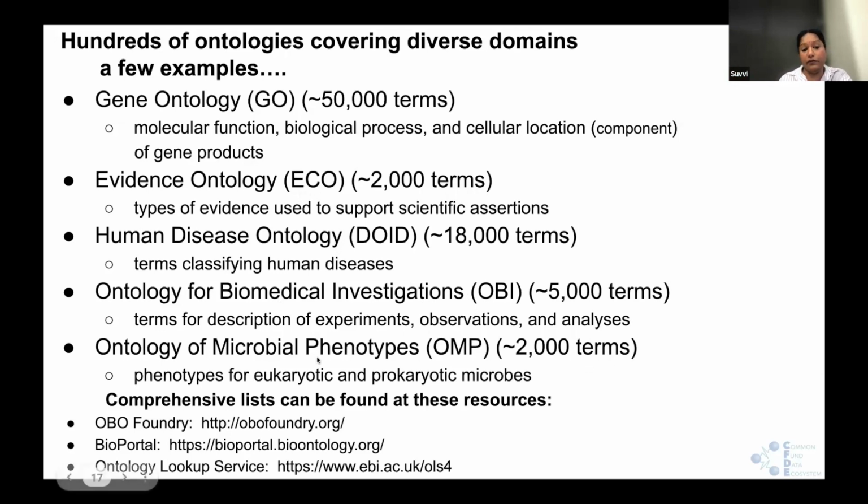And also the ontology for microbial phenotypes, which is also called OMP, with more than 2,000 terms. So you can find a comprehensive list of ontologies at the OBO Foundry. If you go to this site here, you'll be able to see a big list of ontologies which cover various domains. And there are also BioPortal and the Ontology Lookup Service. These are all good resources.